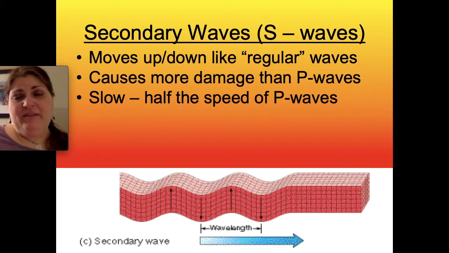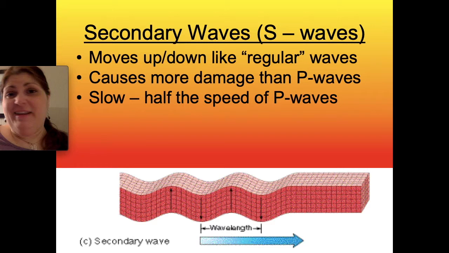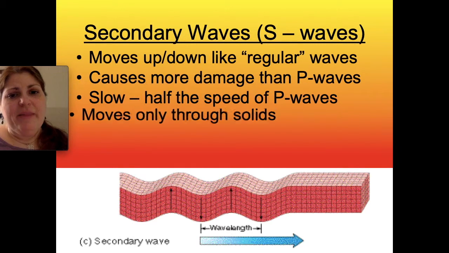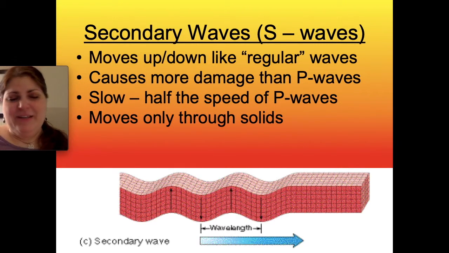Understanding how P waves and S waves move at different speeds can help us figure out the distance to the earthquake, which becomes really important when trying to figure out where the epicenter of the earthquake is. And finally, secondary waves only move through solids. That becomes important as we try to understand the interior of the Earth.